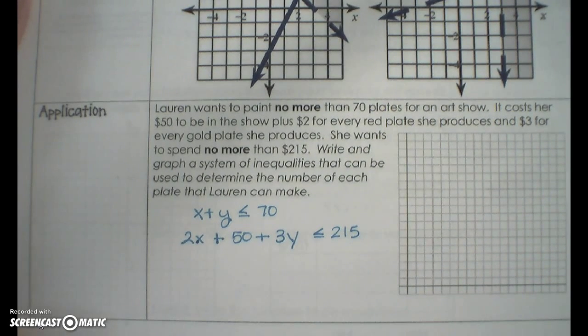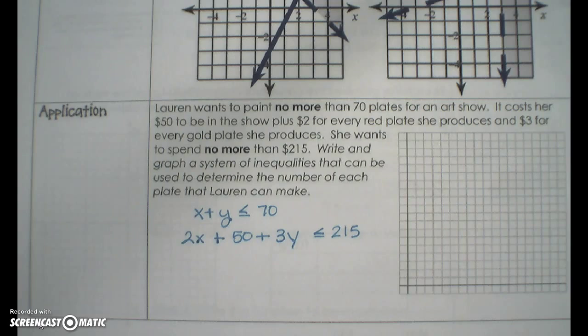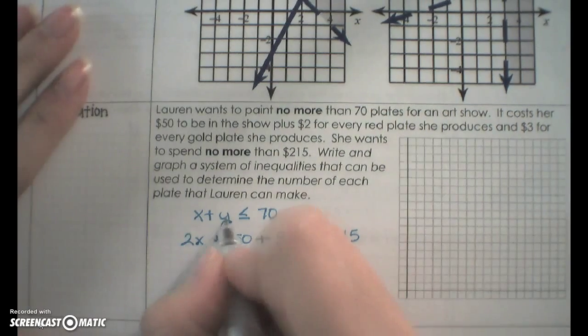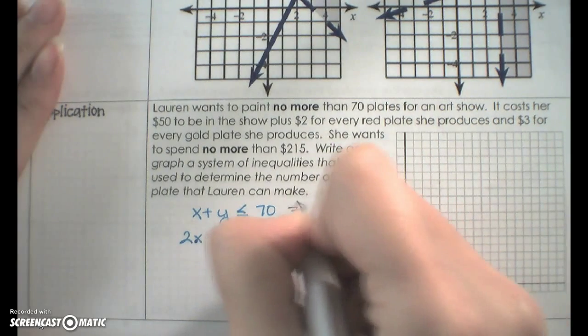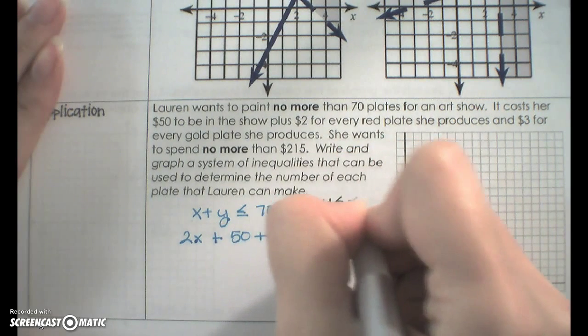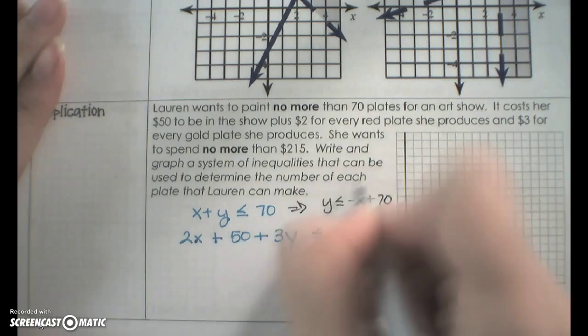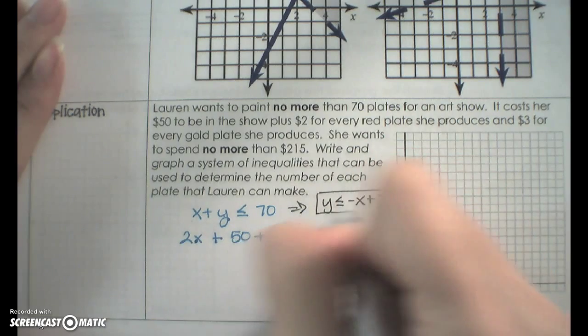So now we've got 2 equations we can go ahead and graph. We do need to get them in slope-intercept form though. So let's take a look at this first one up here. That's easy, just subtract the x to get it to the other side. So that would be y is less than or equal to -x plus 70. So we could go ahead and graph that one here in just a second.